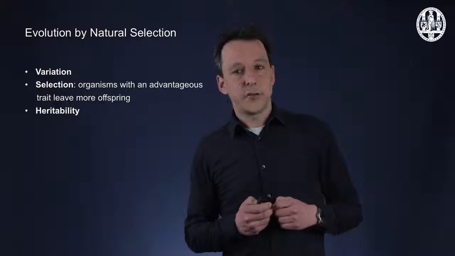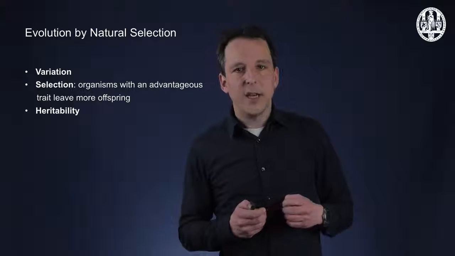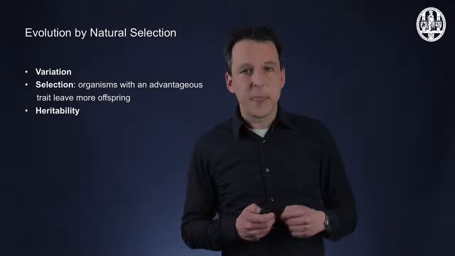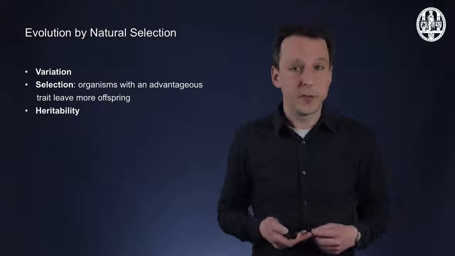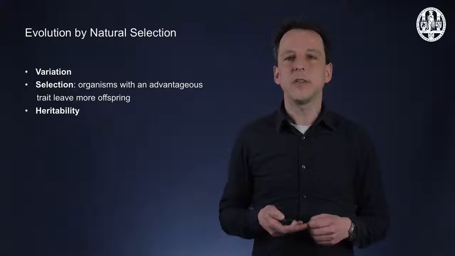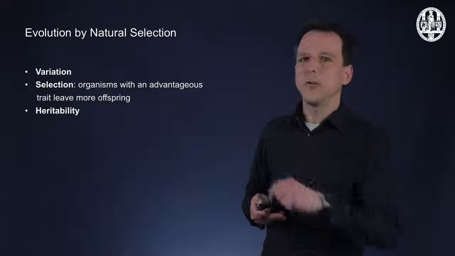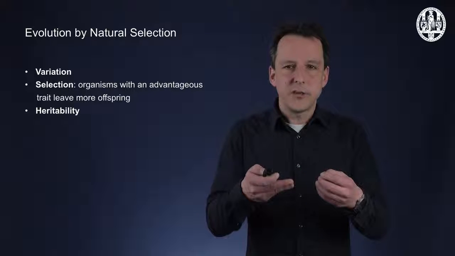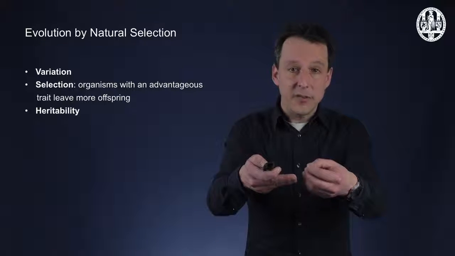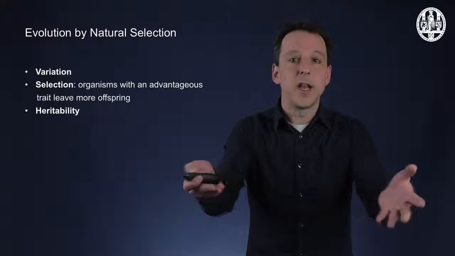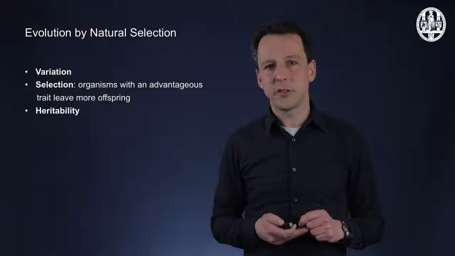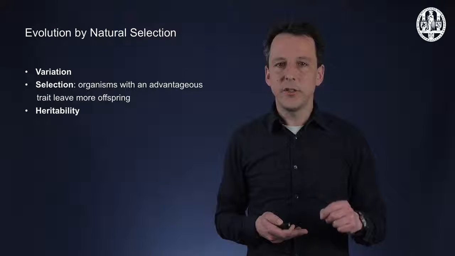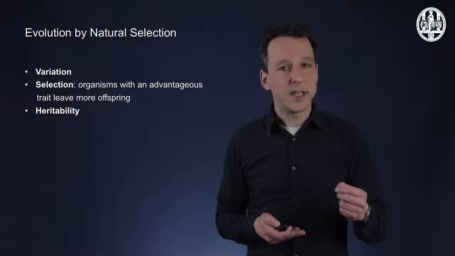And lastly, the trait has to be heritable. In our example, that seems very likely too. Now, it is easy to imagine that parents with a long neck also raise offspring with a long neck. And now it becomes very clear. If those organisms with an advantageous trait get more offspring, and if that trait is heritable, well, then it must be that in the next generation there will be more individuals with that trait. On average, the length of the giraffe's neck has increased.